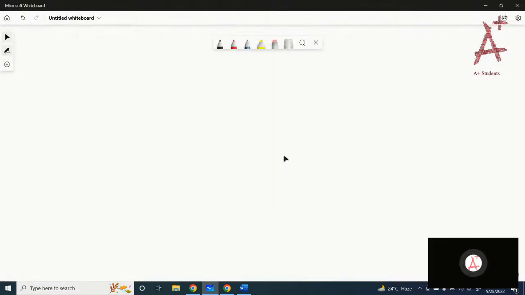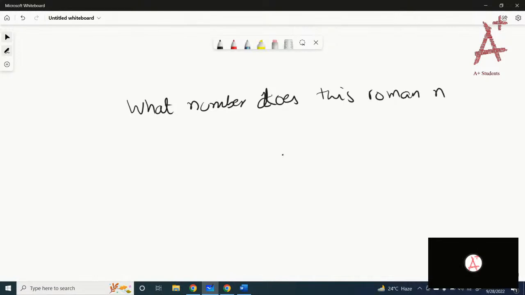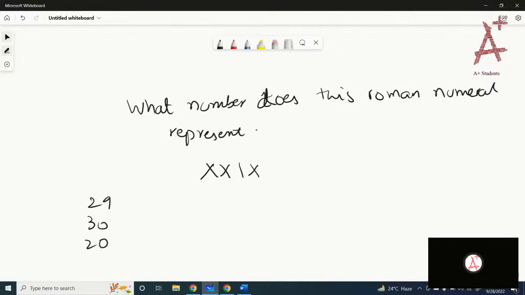Okay, the next one is, what number does this Roman numeral represent? And the number is XXIX. The options are 29, 30, and 20. So which option is the correct one?